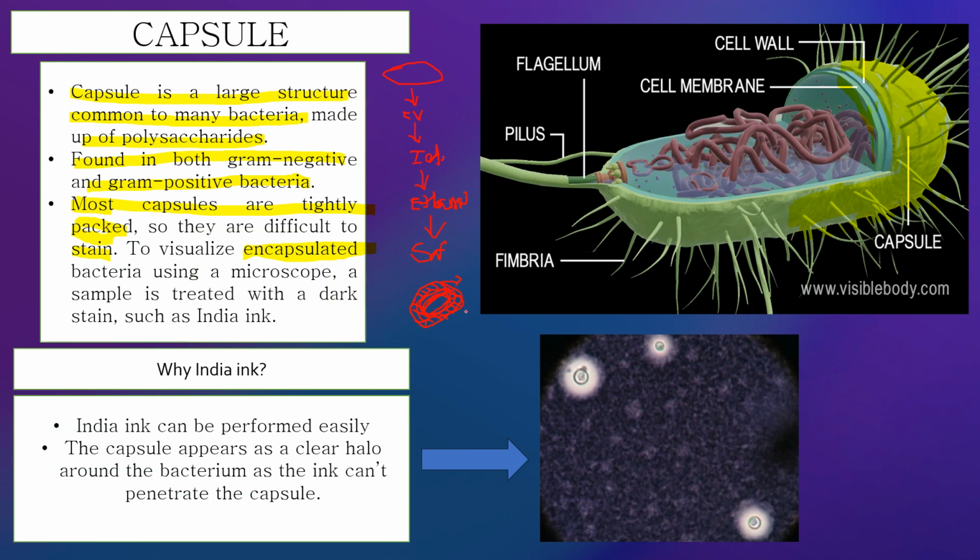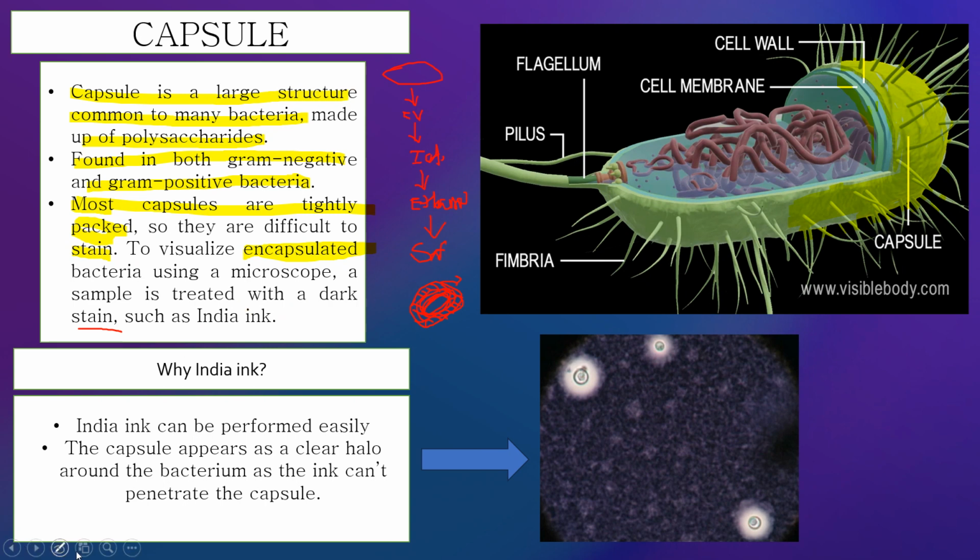Then, to visualize encapsulated bacteria using a microscope, a sample is treated with a dark stain. We can't stain this type of bacteria with the stain we use for staining gram positive and gram negative bacteria, crystal violet. With crystal violet, we can't visualize them. For visualizing this type of encapsulated bacteria, we will apply what? India ink.